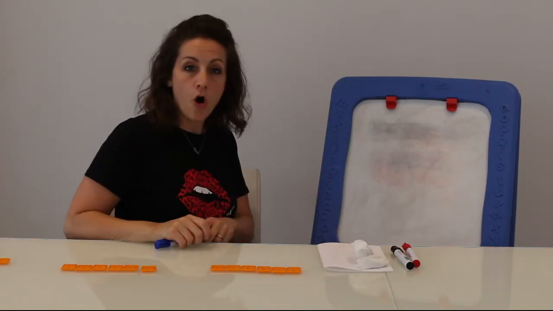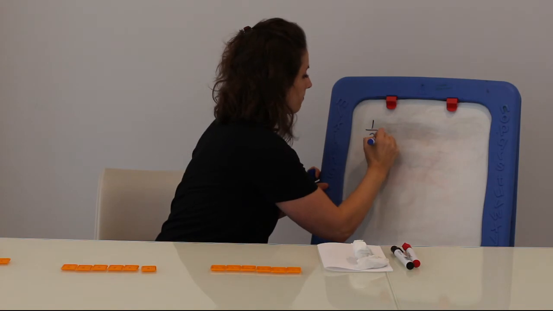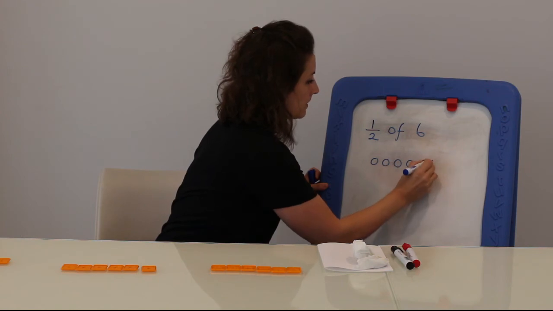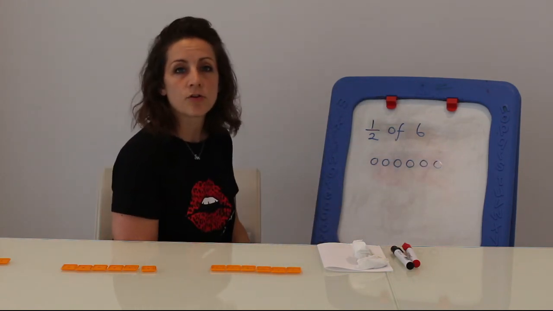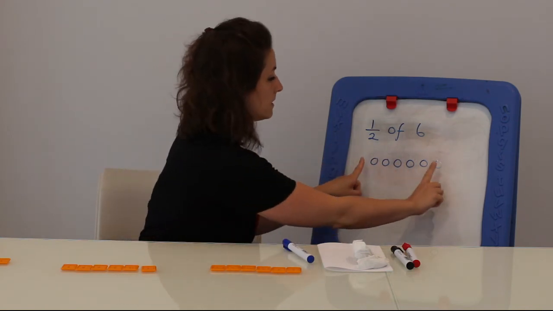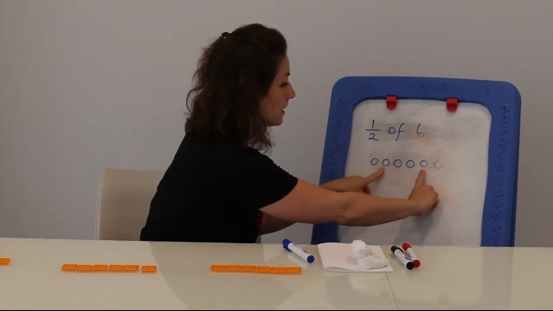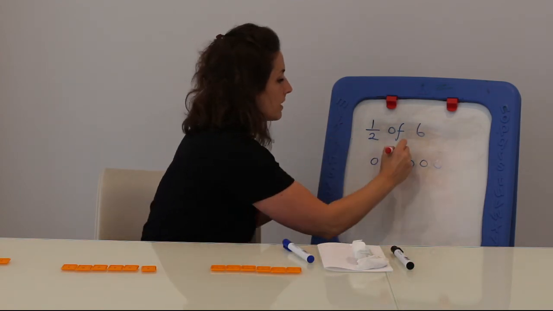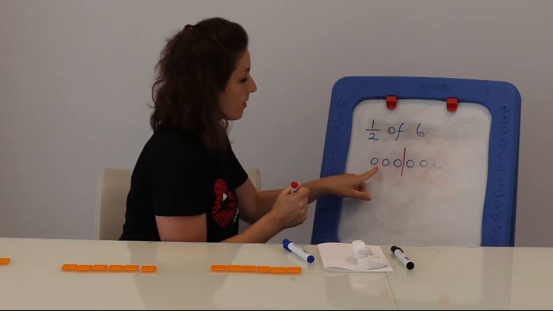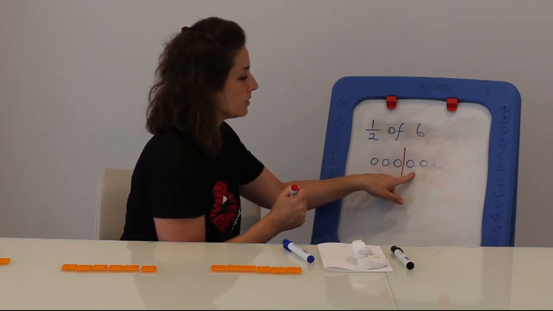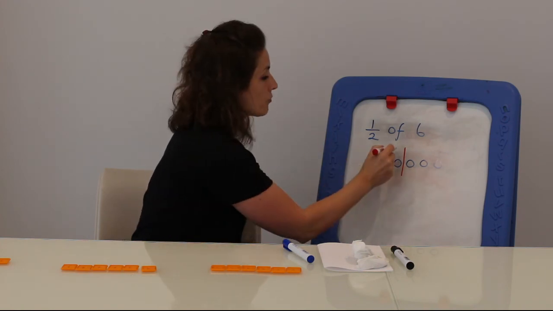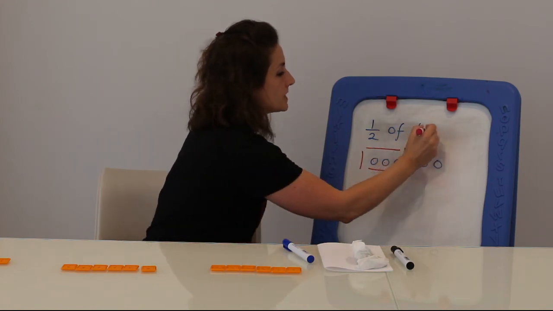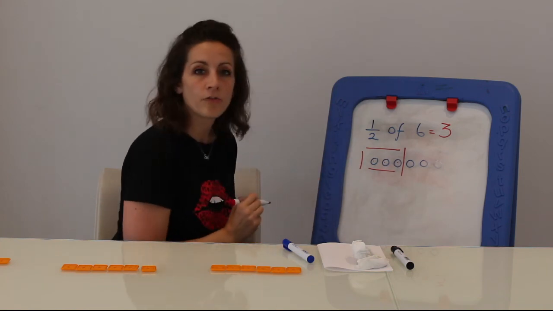Let's do half of 6. So I've drawn 6 circles in a row. I'm going to get my 2 fingers. I'm going to start here. 1, 2, 3. And where my circles meet, I can draw myself a little line. And then I know that one group out of 2 will be half of 6. So one group is 1, 2, 3. So half of 6 is 3.